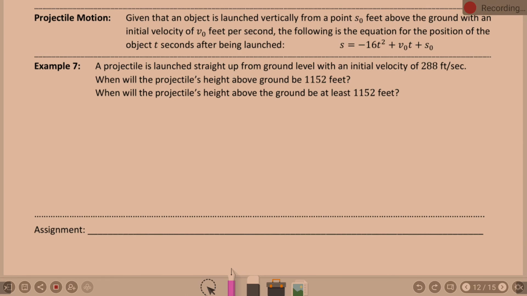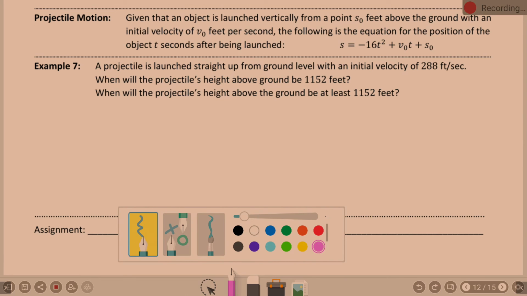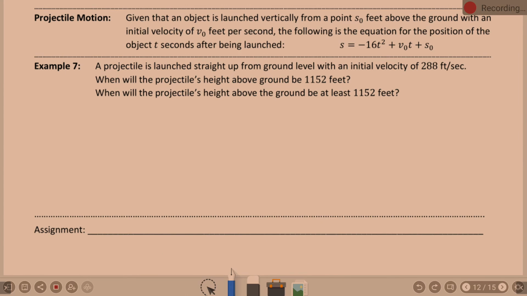Okay, so our projectile in our example is launched straight up from ground level with an initial velocity of 288 feet per second. When will the projectile's height above ground be 1,152 feet? And when will the projectile's height above ground be at least 1,152 feet? So, now I'm going to use all this space and then some. So, let's go with what was shared up here in the definition.